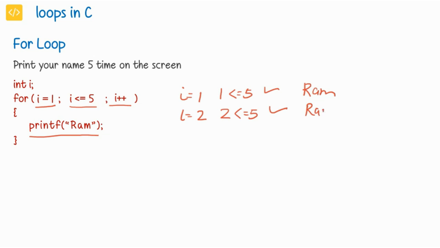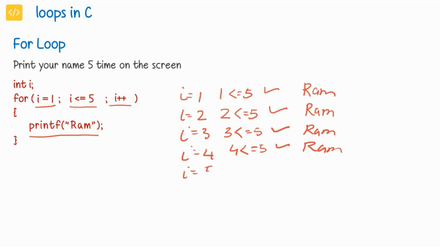Then I is incremented by 1, so I will be 3. 3 is less than or equal to 5, the condition is true, system will print your name again. Now I is equal to 4. 4 is less than or equal to 5. This condition is true. Your name will be printed again. Now I is incremented by 1, so it will be 5. 5 is not less than 5, but it is equal to 5. Condition is true. Your name will be printed.